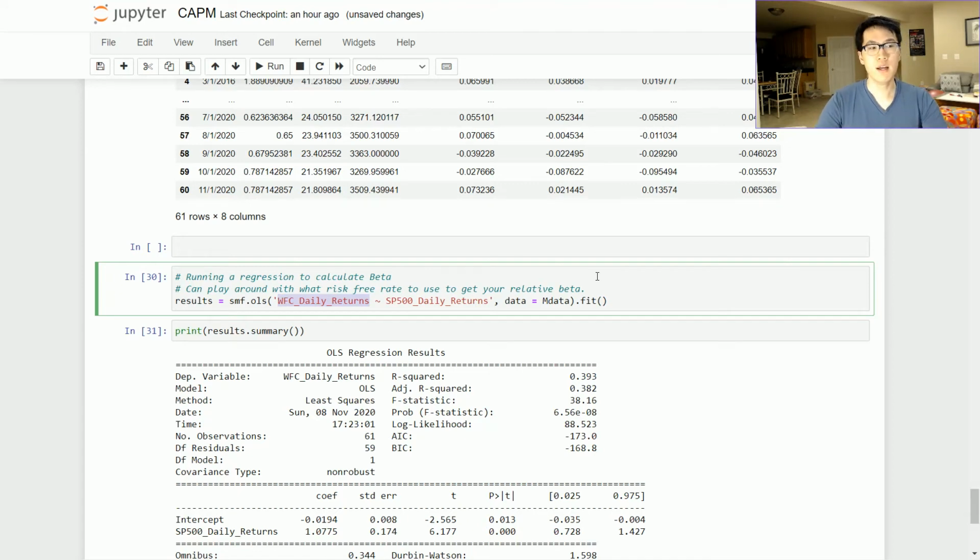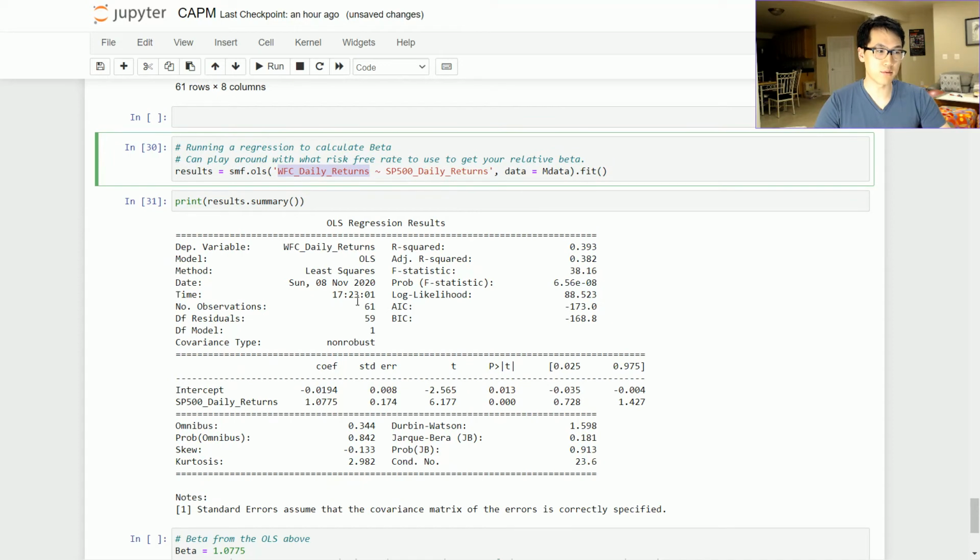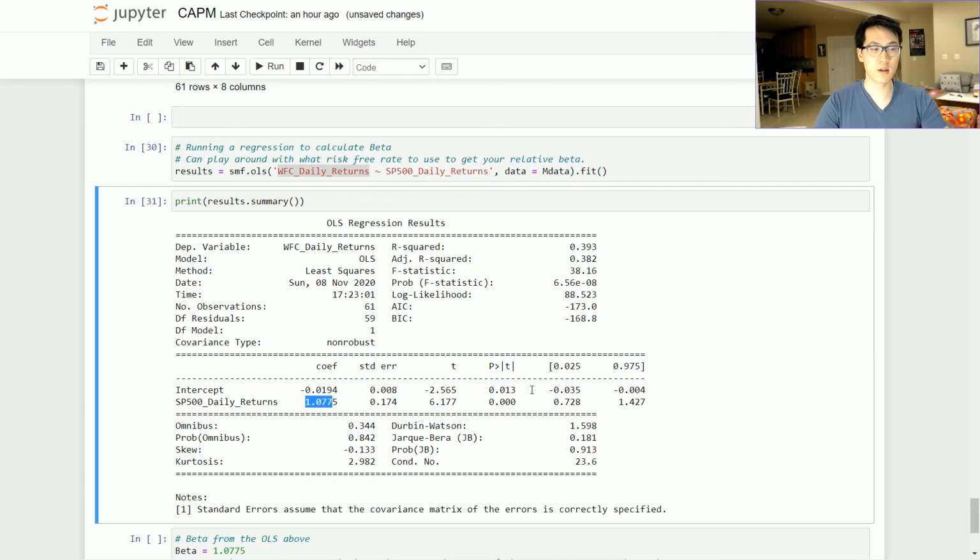And so the market always has a beta of 1, and if your company has, in this case, a beta of 1.0775, then you can think of this as a multiple. So whenever the S&P gains $1, for example, then you can expect that the Wells Fargo company, in this case, could gain $1.0775. That's just how well it fluctuates.